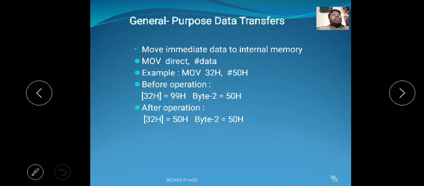MOV 32H, #50H. Before operation, the 32H memory location contains the value 99. The byte 2 is equal to 50H. After operation, the 32H memory location has the value 50H moved into it, as the byte 2 is equal to 50H.